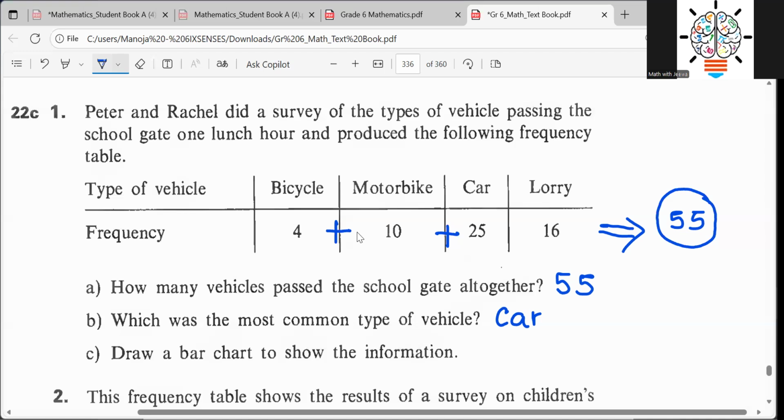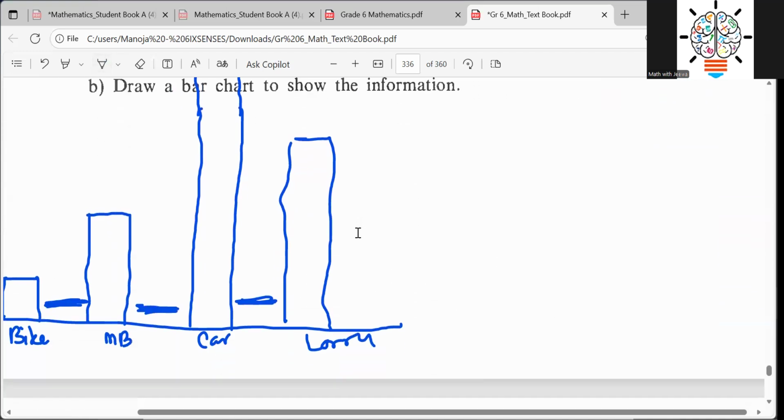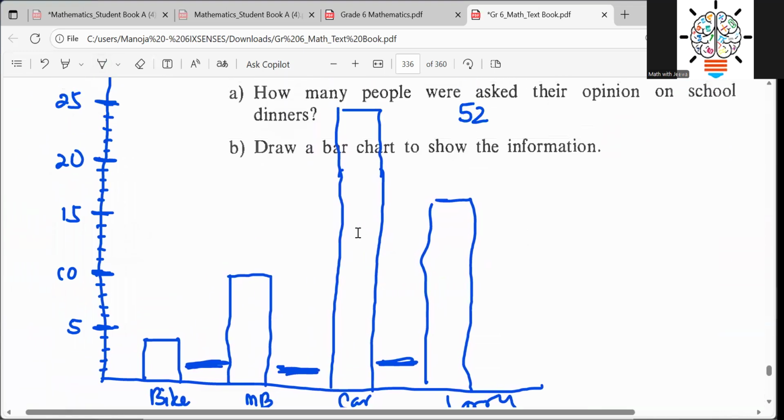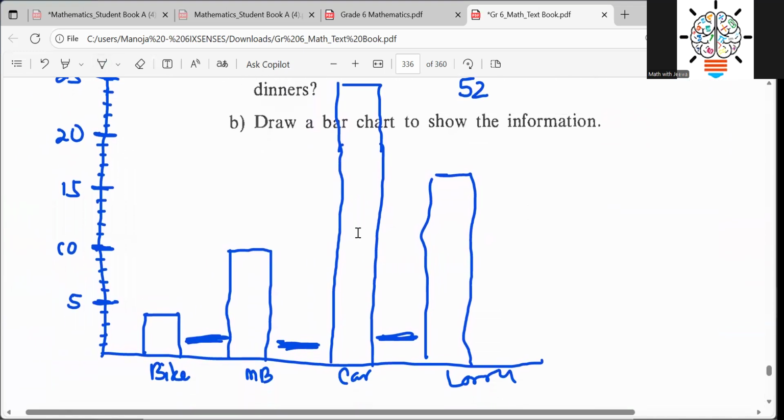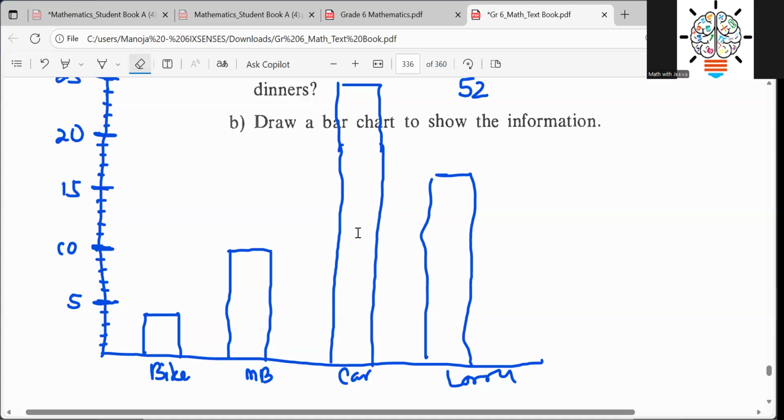Draw a bar chart to show the information, right? So then we are moving to the bar chart question. This is how you want to do it. See that I have just drawn this, it is not neat, children. Earlier, when I was discussing this, I wanted to show the same gap in between the bars. We should have the same gap. Here it is a little bit more. So we should have the same gap.